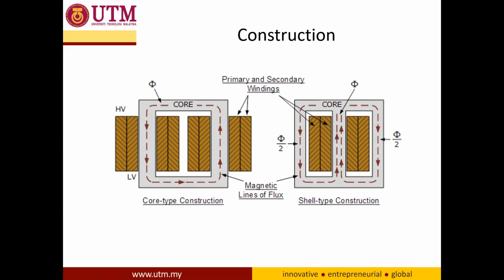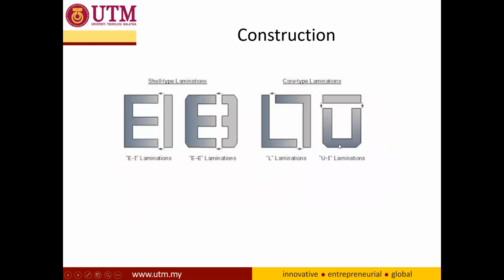As you can see here, we have the core type, and this is the shell type. For the core type, both windings are wound on different legs, different branches. While for the shell type, both windings are wound on a single branch. So the shell type uses either EI or EE lamination, and the core type uses LL or UI lamination.